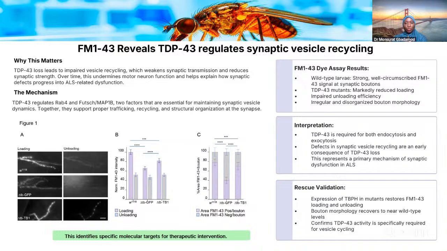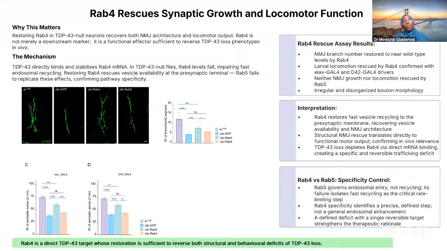Okay, now that we know that TDP43 is involved in vesicle recycling, how is it able to do that? Because it's an RNA binding protein, how does it do that at the synapse? So we looked into RAB GTPases. These RAB proteins are documented regulators of vesicle recycling. So we checked RAB GTPase 4 and 5. There are a lot of these RABs, but we stuck to two, RAB4 and RAB5.